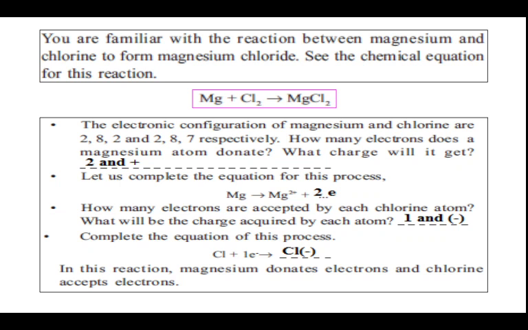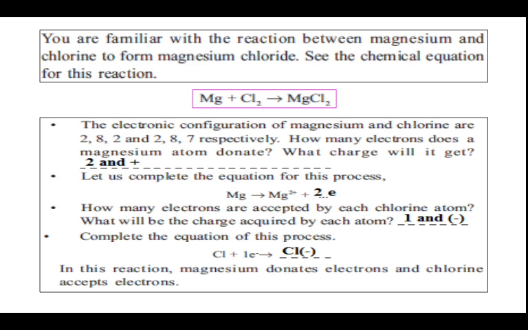Say the chemical equation for this reaction: Mg plus Cl2 giving MgCl2. The electronic configurations of magnesium and chlorine are 2,8,2 and 2,8,7 respectively. How many electrons does a magnesium atom donate? It is 2. And what charge will it get? It is a plus sign. Let us complete the equation for this process. Mg giving Mg2+ plus 2 electrons.